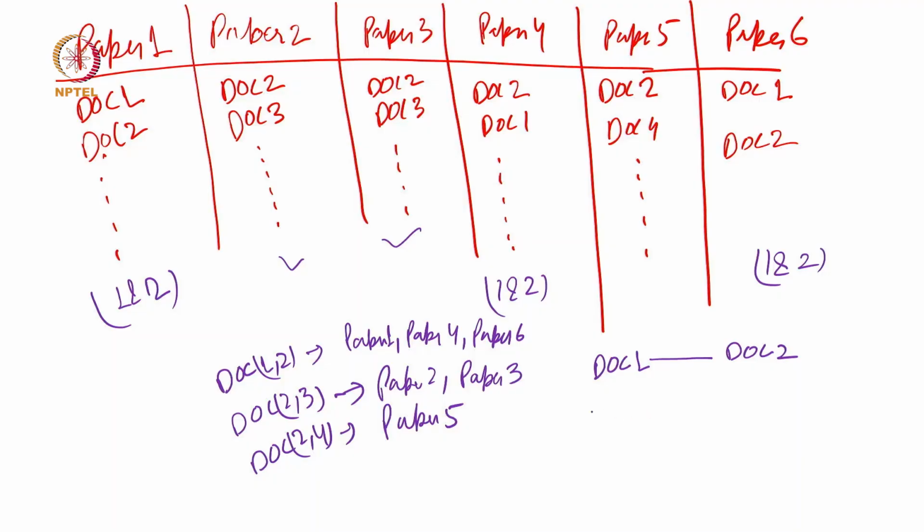Okay. So, document 1 and 2 are co-cited together, so an edge is there. Then document 2 and 3, we have an edge, and then document 2 and 4. Okay. So, this is the network graph of co-citation analysis when we are doing it for the documents.